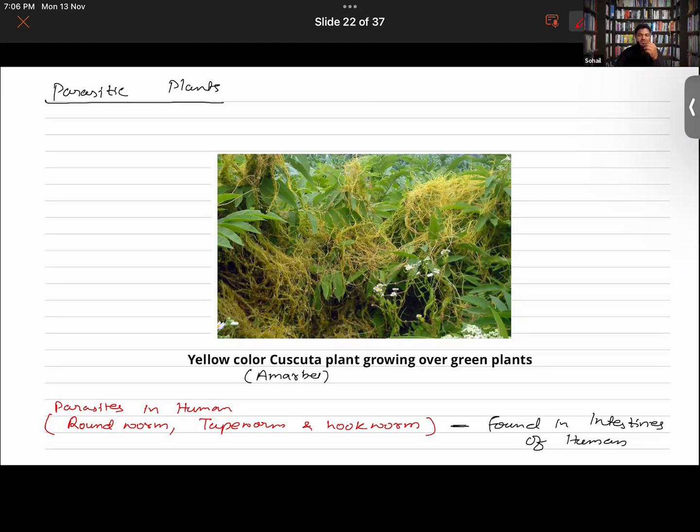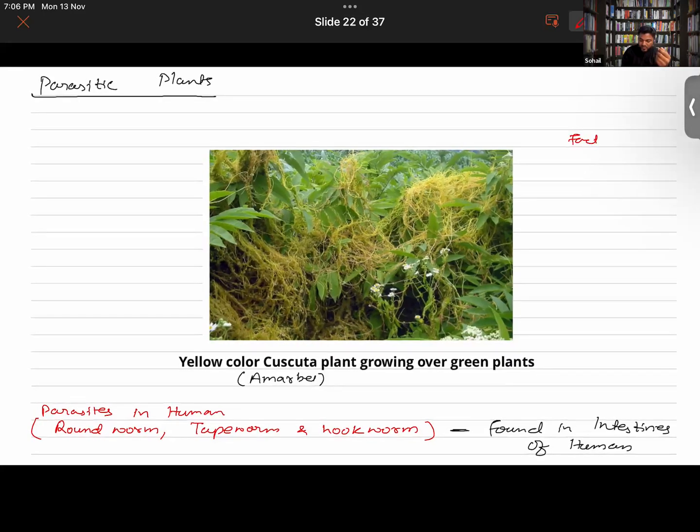So it is basically taking the ready-made food from the host. If I talk about this cascada plant, it has roots which are sucking in nature. The roots of the cascada plant are sucking in nature and can actually penetrate into the host body and thereby suck the food material from the host. So what do its roots do? They penetrate into the body of the host plant and from there obtain the food.